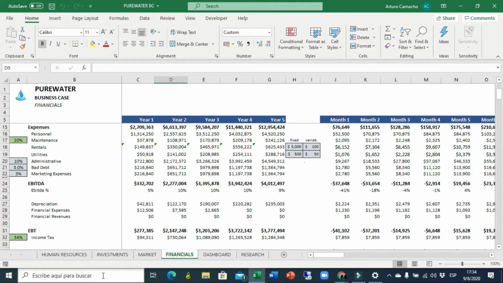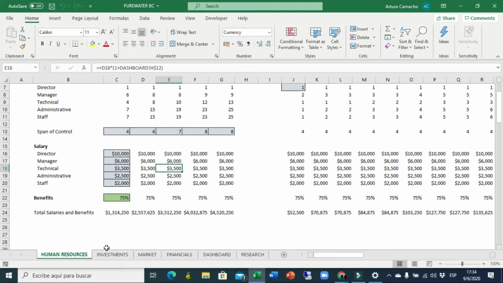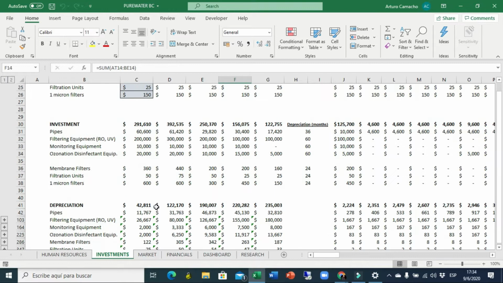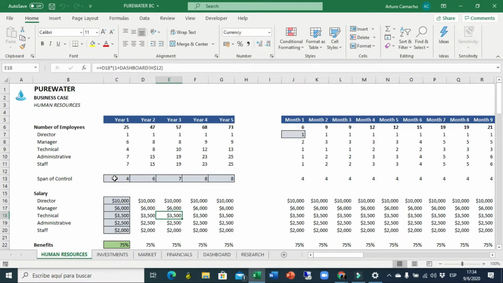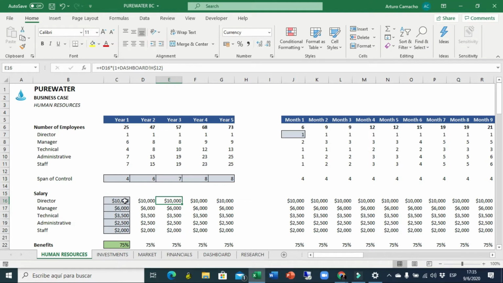Okay, so we did a lot of changes. As you see, there are two different colors right now in each of the individual worksheets. For example, human resources have this in light blue, and this in light green, which is the former one. So everything that is in light blue is tied to the dashboard. For example, the number of directors is not an input as it was formerly. It was in light green and it was a 1. And here was 4, 6, 7, 8, 8, but now it's tied to the dashboard as you see in the formula.